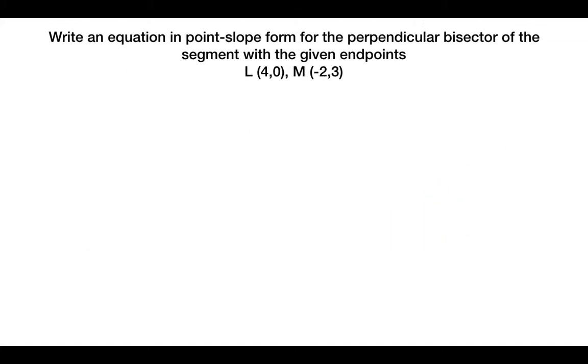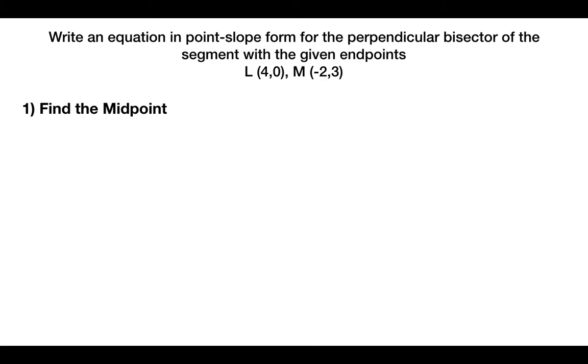So now we're going to write an equation in point-slope form for the perpendicular bisector of the segment with the given endpoints. In this case, our endpoints are L is 4, 0, and M is negative 2, 3. So the first thing that we have to do in this case is find the midpoint. The way that we find the midpoint is we use our midpoint formula.